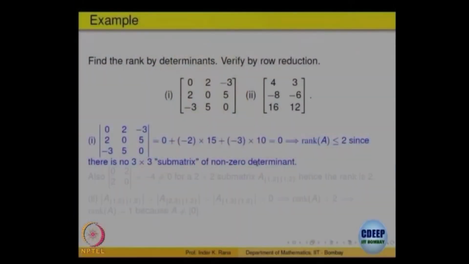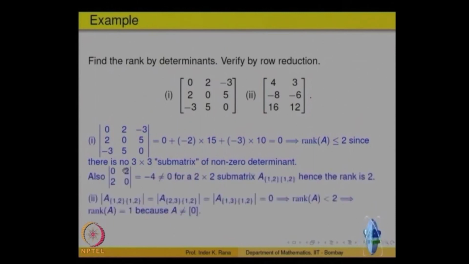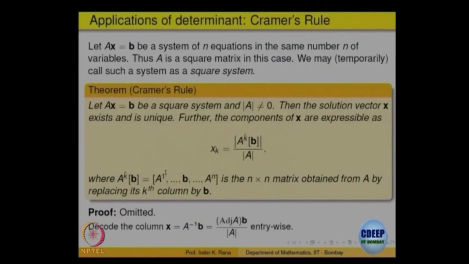So, I think we do not have much to say about determinants. An example is there. So, here for example, for this matrix, its determinant comes out 0, but the rank is 2, since there is a submatrix 0 2 2 0. This 2 by 2 matrix has determinant not equal to 0, the determinant is minus 4. So, the rank of this matrix is equal to 2. So, that is another way of finding the rank.